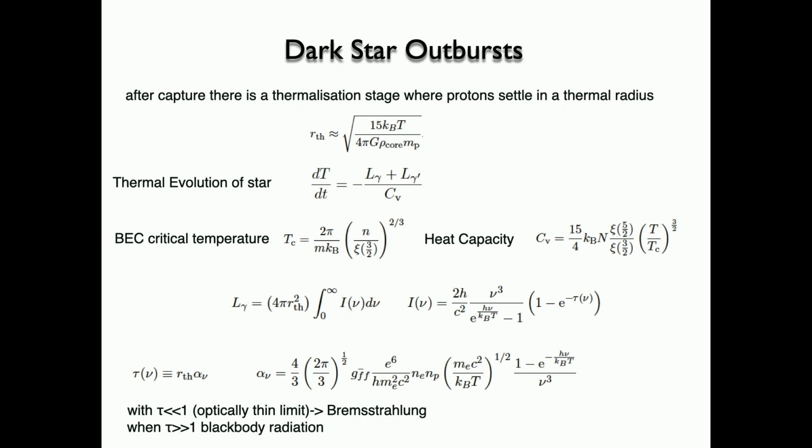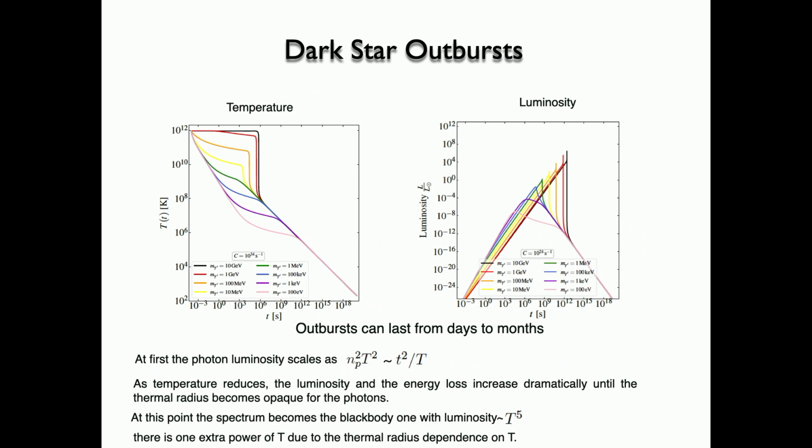So we assumed in this particular example that we had a bosonic dark star, so we took the bosonic dark star to be in a BEC state, so we know what the heat capacity is. And then we can calculate what the emissivity is. There are two limits, the optically thin and the thick limit, okay? And once you take this into account and you try to solve this equation here, we found something interesting and kind of unexpected. We found that the temperature actually drops at some point quite fast, or vice versa, the luminosity actually increases and eventually has an outburst. Okay, so let me explain the physics of this, because I think it's quite interesting why this happens.